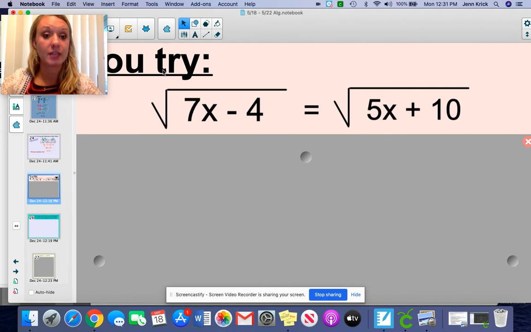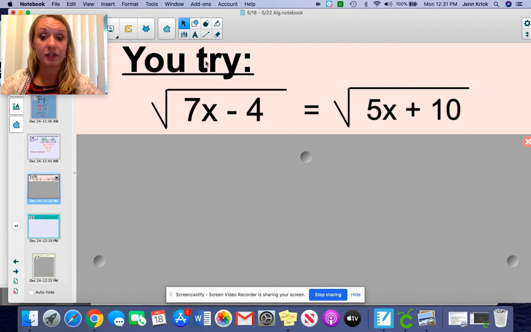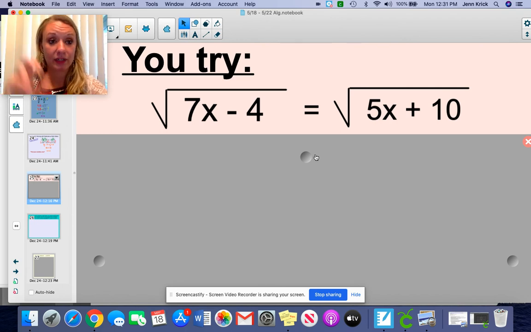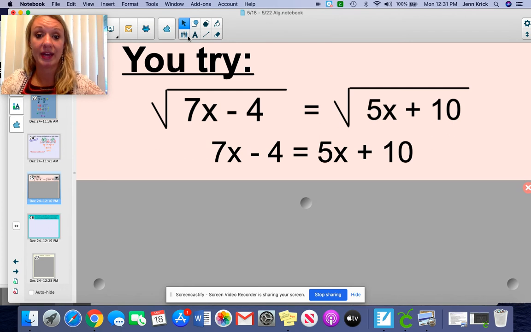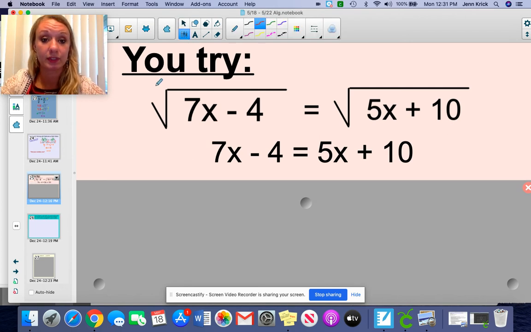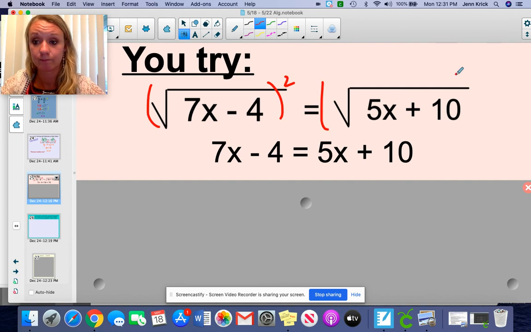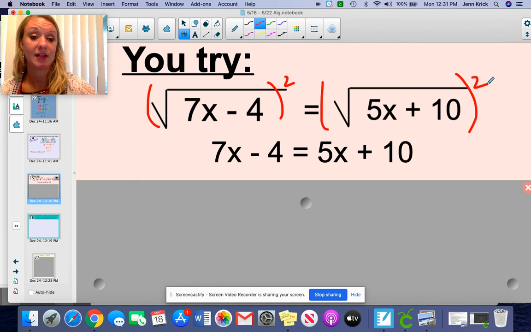All right, here we are. Now why don't you guys pause the video and give it a try. Same strategy here. I know that if I've got the radicals on both sides, to start solving for my variable, I need to square both sides. When I do that, here's what it looks like. Big parentheses, square this side, and then essentially it just eliminates and we're left with 7x minus 4 equals 5x plus 10.